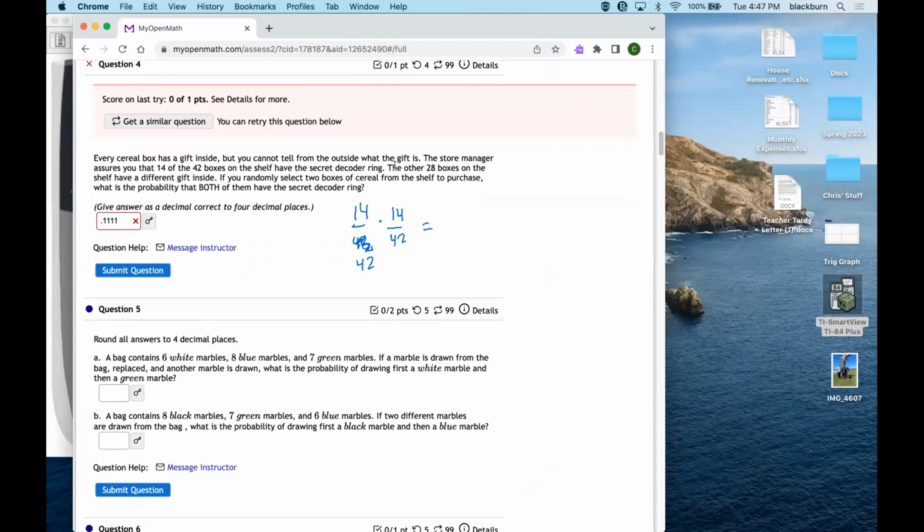So once you choose a box, there are 41 left. And once you chose a box with a decoder ring, only 13 of those remaining boxes will have the ring, right? So 14 out of the first 42 boxes have the ring. Now you chose a box that has the ring in it, so you set that aside. And now out of the 41 boxes that are left, 13 of them have the ring. So we actually have to make that calculation.